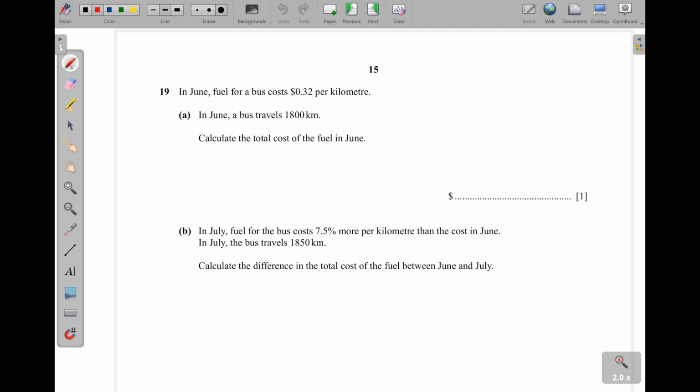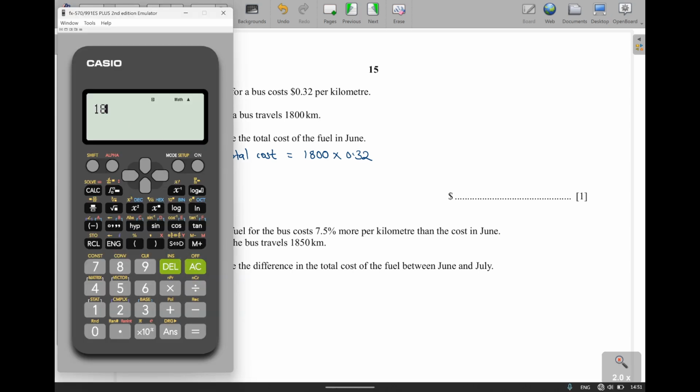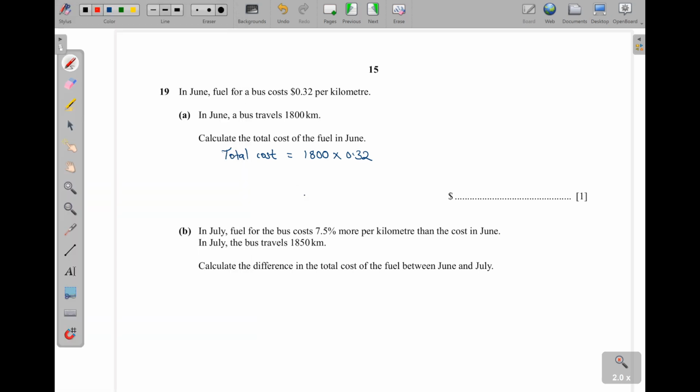Question 19. In June, fuel for a bus costs $0.32 per kilometer. Then part A, in June, a bus travels 1,800 kilometers. Then they are saying calculate the total cost of the fuel in June. So total cost, we just multiply. It's going to be 1,800 times the 0.32. And you just put this in the calculator. So we have 1800 times 0.32. That is 576.